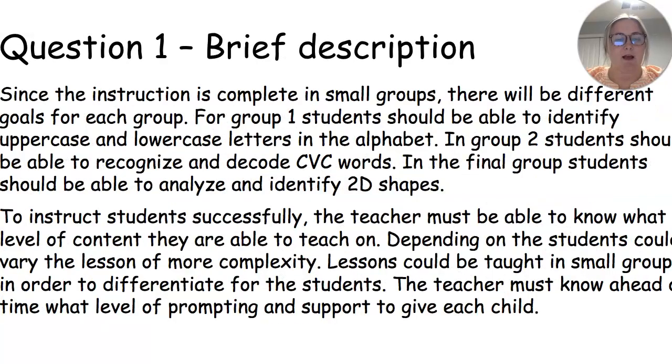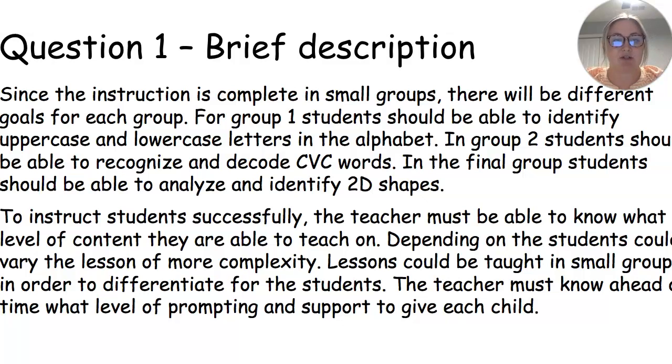Okay, so question one, the brief description. Since my instruction is completed in small groups in kindergarten, there will be different goals for each group, which is why I had three different standards. So for group one, students should be able to identify uppercase and lowercase letters in the alphabet. Group two, students should be able to recognize and decode CVC words. And in the final group, students should be able to analyze and identify 2D shapes.